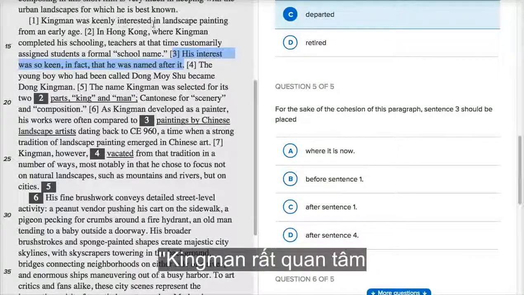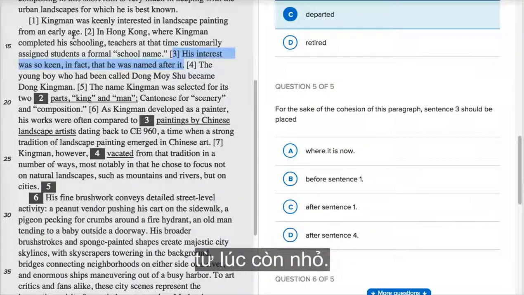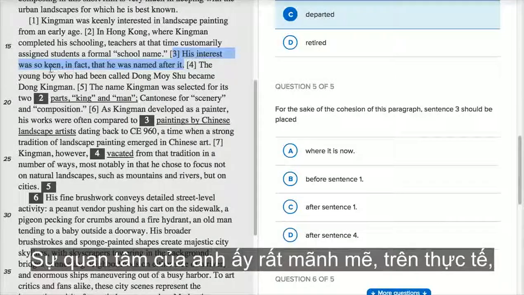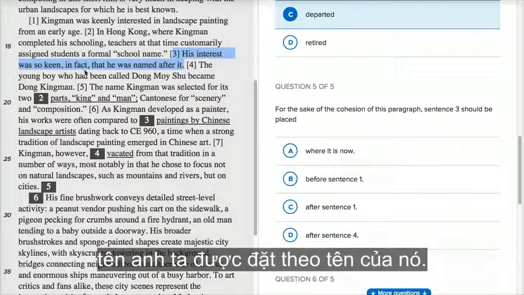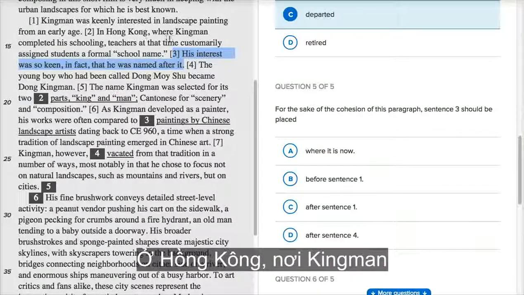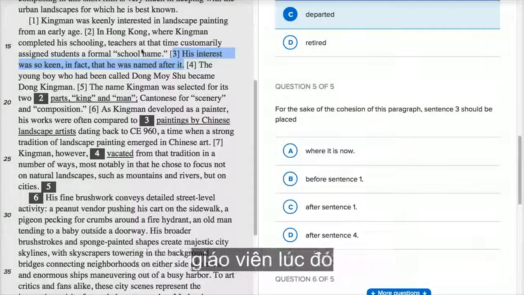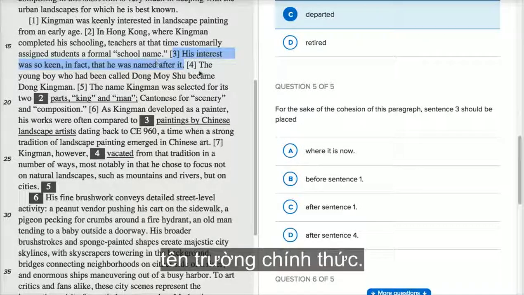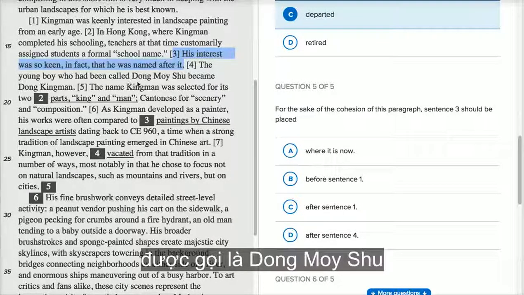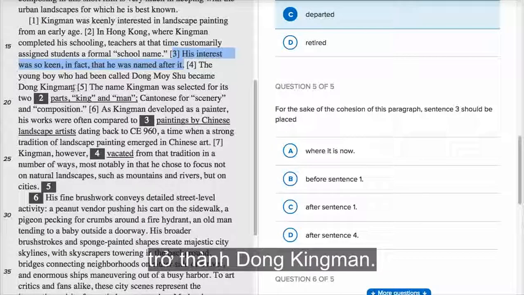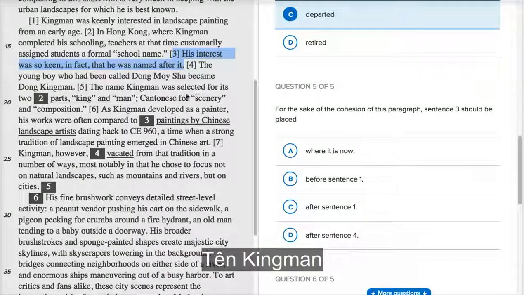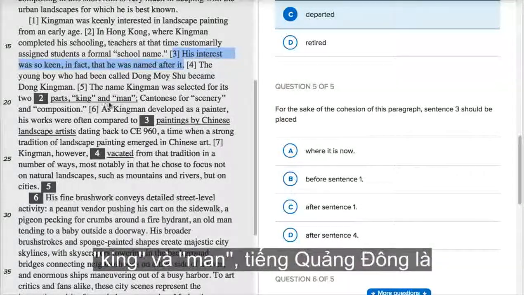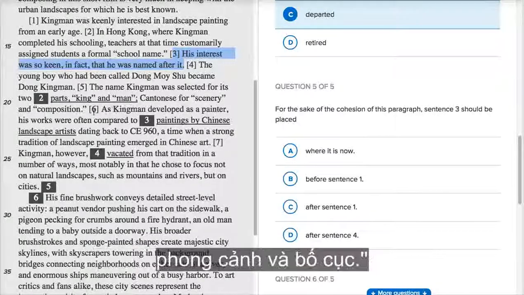Kingman was keenly interested in landscape painting from an early age. His interest was so keen, in fact, that he was named after it. In Hong Kong, where Kingman completed his schooling, teachers at that time customarily assigned students a formal school name. The young boy who had been called Dong Moi Shu became Dong Kingmin. The name Kingmin was selected for its two parts, king and man, Cantonese for scenery and composition.